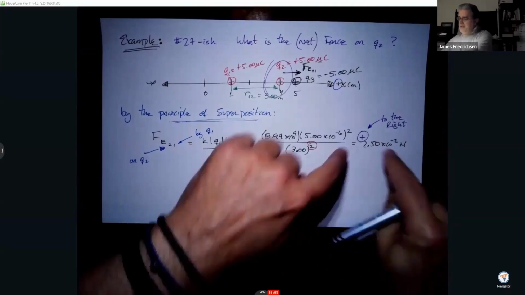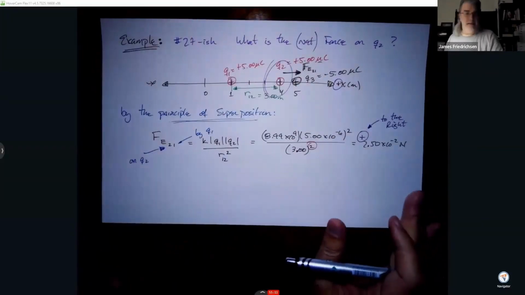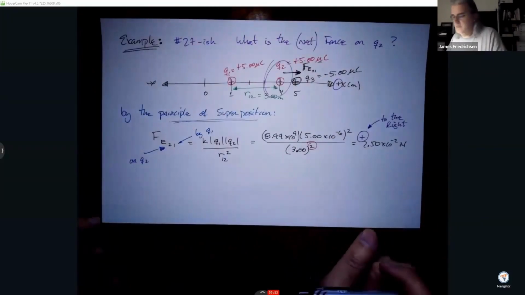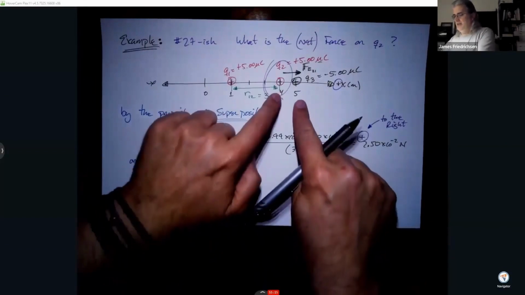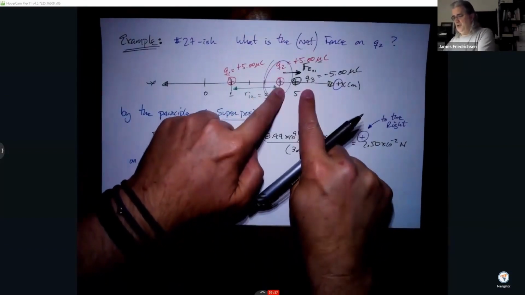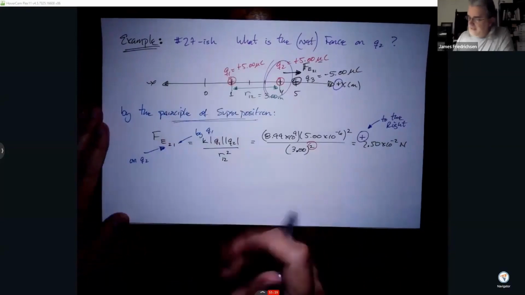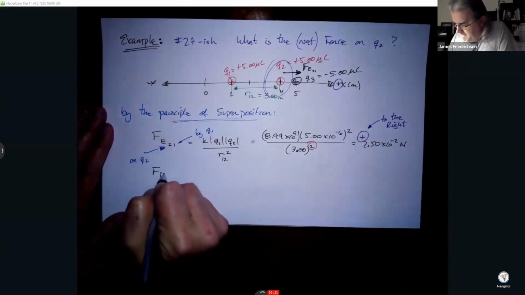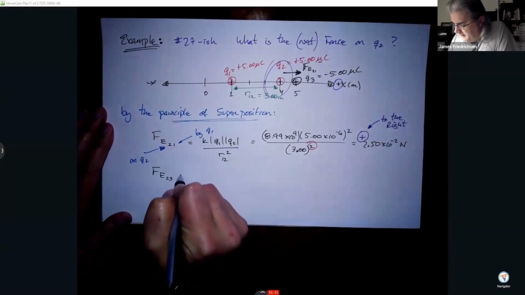So I have my magnitude, I have the direction, we kind of coded it in the coordinate system. So we're in pretty good shape. Now let's do the force between charges 2 and 3, as if charge 1 doesn't exist. So on 2 by 3.